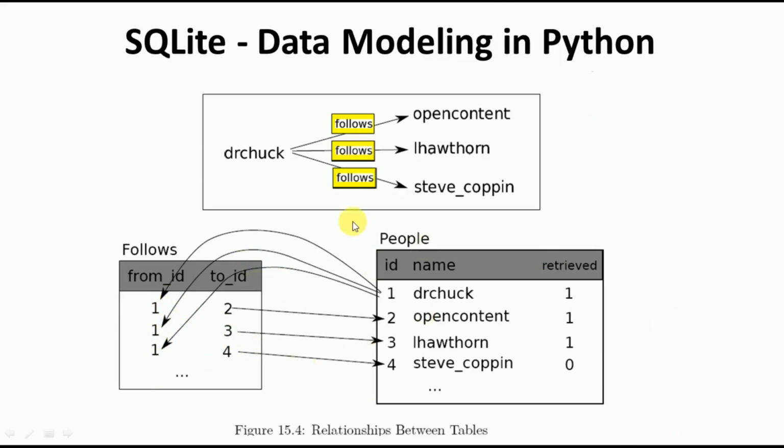If you want to understand this, you can see here Dr. Chuck follows. Dr. Chuck is following whom? This particular 1 is following whom? 2, 3, 4. 2 is this person, 3 is this person, 4 is this person. So he is following these particular 3 persons over here.